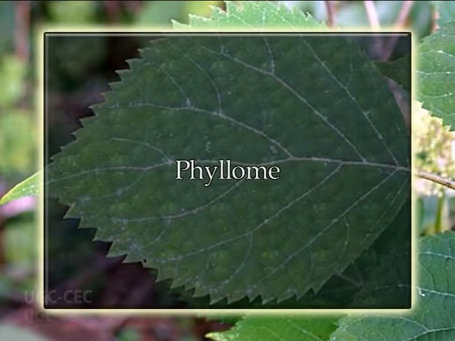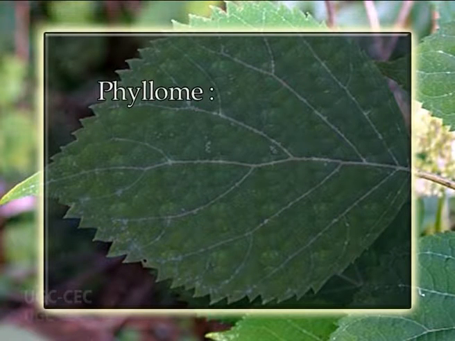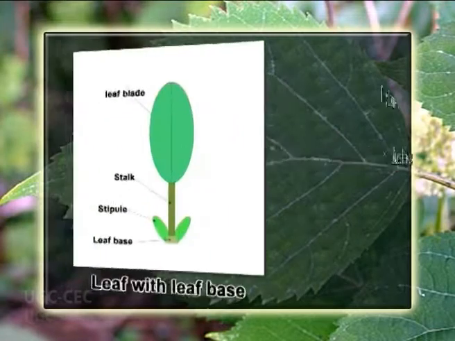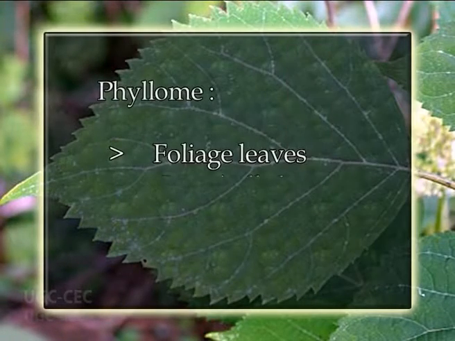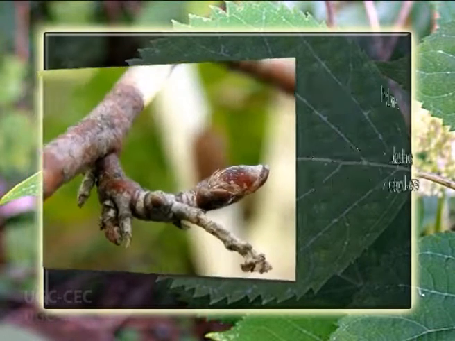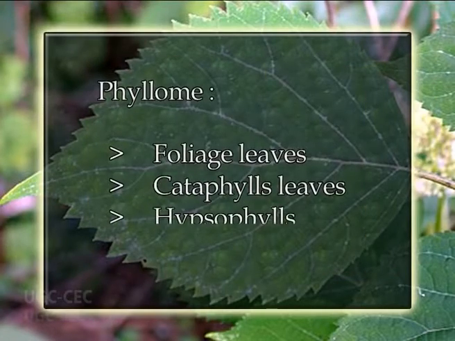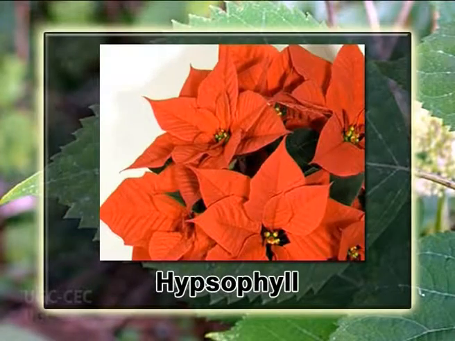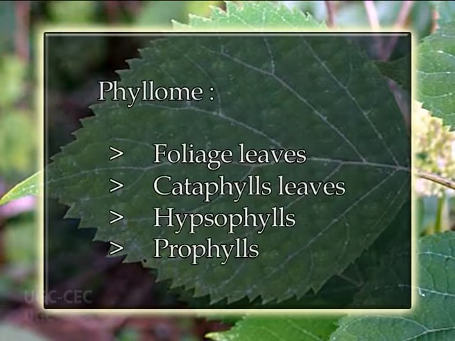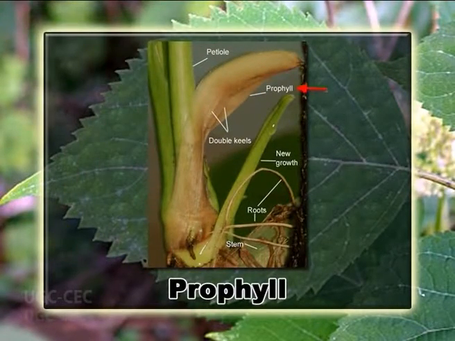Morphologically, the leaf is the most variable plant organ in the spermatophytes. The collective term for all the types of leaves appearing in the plant is the phyllome. Phyllomes have been classified into four types. Number one, foliage leaves or photosynthetic leaves. Second, cataphylls, that's leaves that appear on buds and on underground stems. Third, hypsophylls, various types of bract that accompany the flowers. And fourth, floral organs like sepals and petals and others.